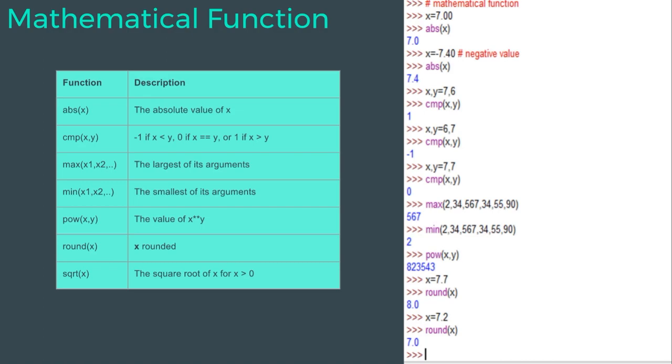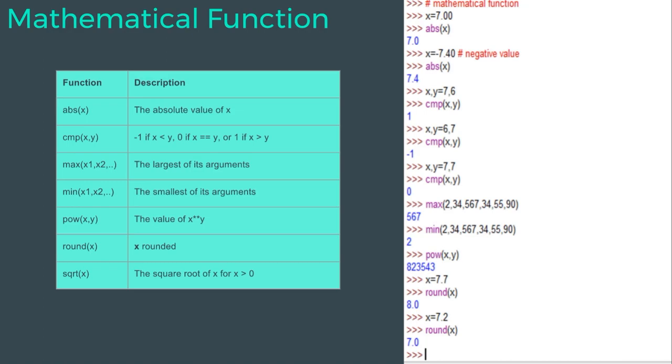Now the next is comparison. For comparison you have to write cmp(x, y). In that there are three conditions. First, if x is less than y, then the answer will be -1. If x is equal to y, then the answer will be 0. And if x is greater than y, the answer will be 1. Now let's take an example.